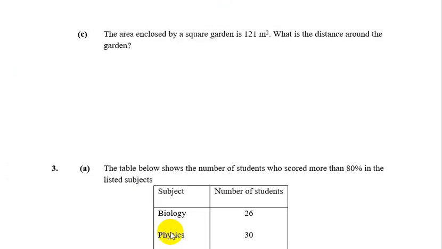Now 2C says that the area enclosed by a square garden is 121 meters squared. So let me draw a square. Pardon me, my square would not be nice. What is the distance around the garden? So we want to find the perimeter. Now, we know clearly that a square has all sides equal. So if here is the length, here is also the length, and the length as well.